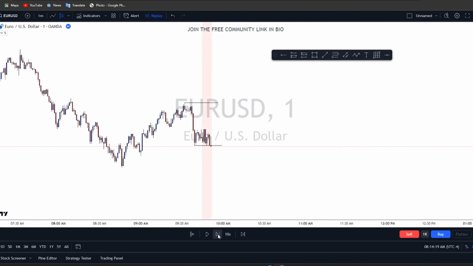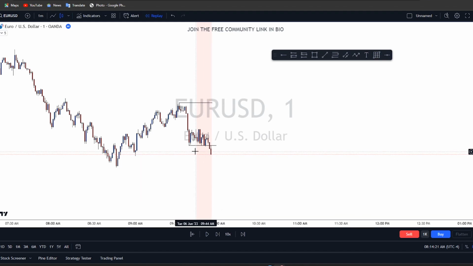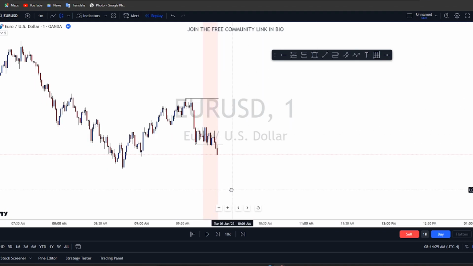Now we're just going to wait for liquidity to be swept, and as you can see here, this is highlighting the 9:45 a.m. area. This is the New York session, New York time zone.